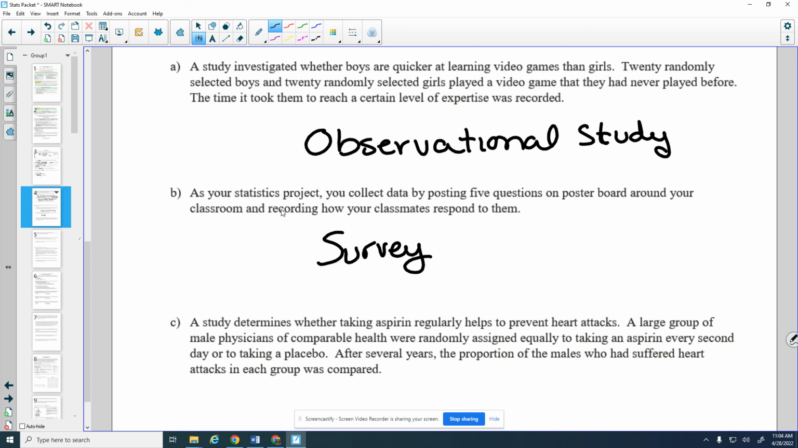So we definitely have manipulation. The manipulation is aspirin for the one random group versus the placebo for the other group. So this is an experiment. Experimental study, either one's fine.